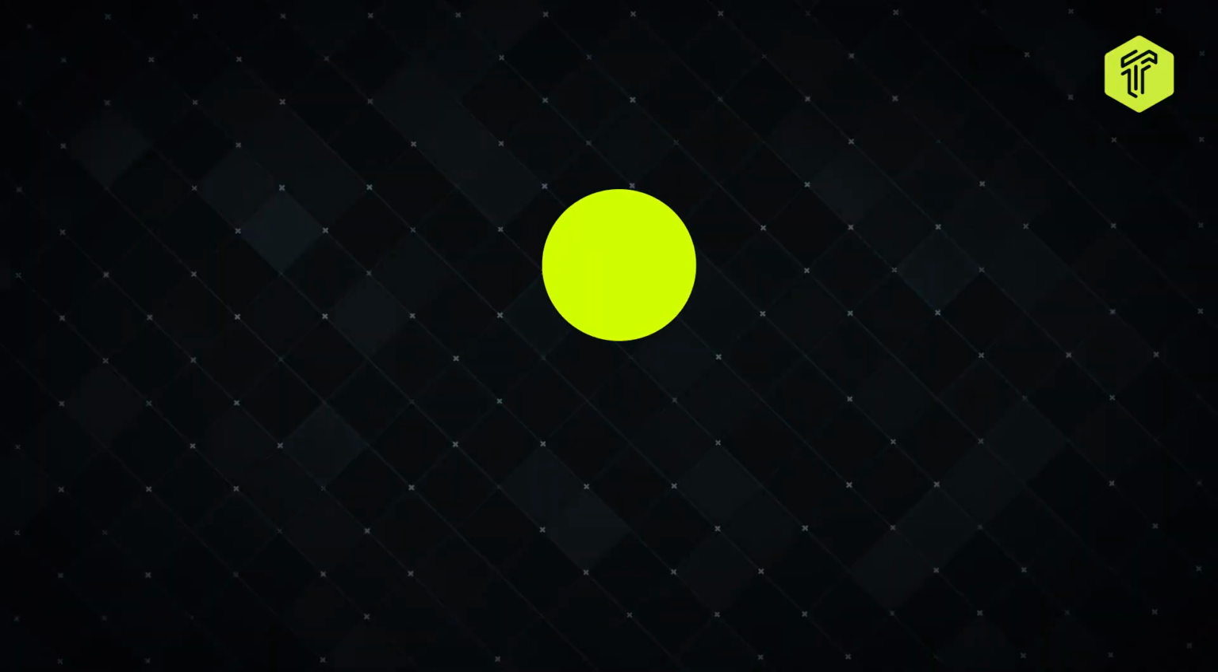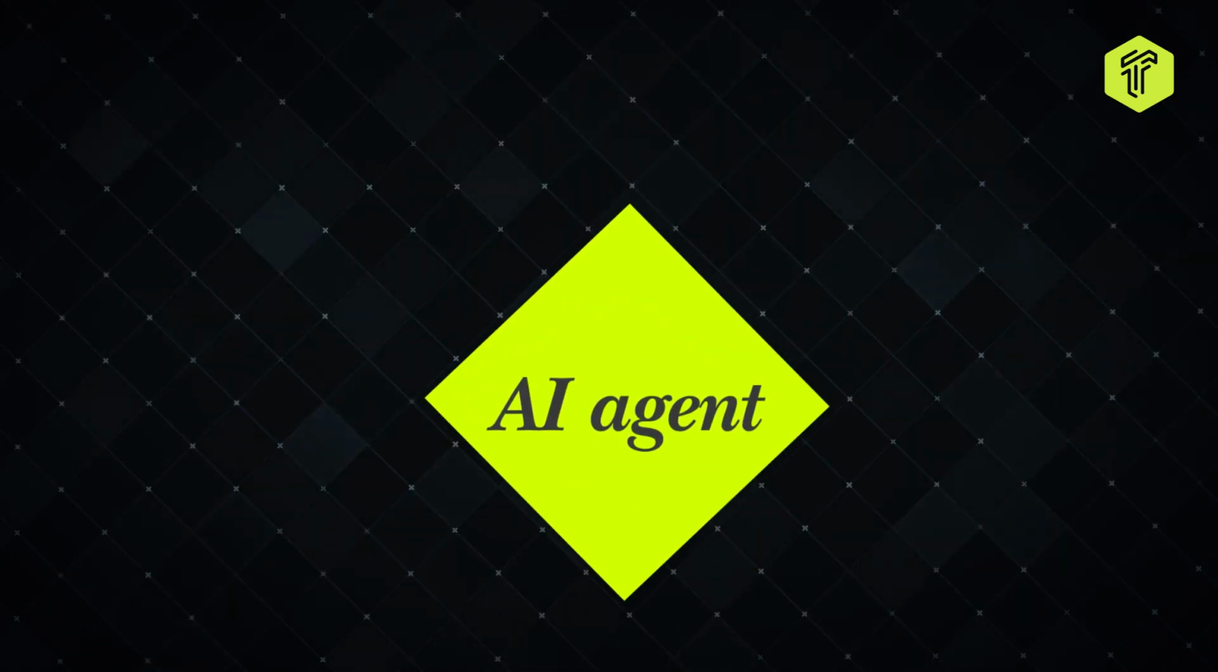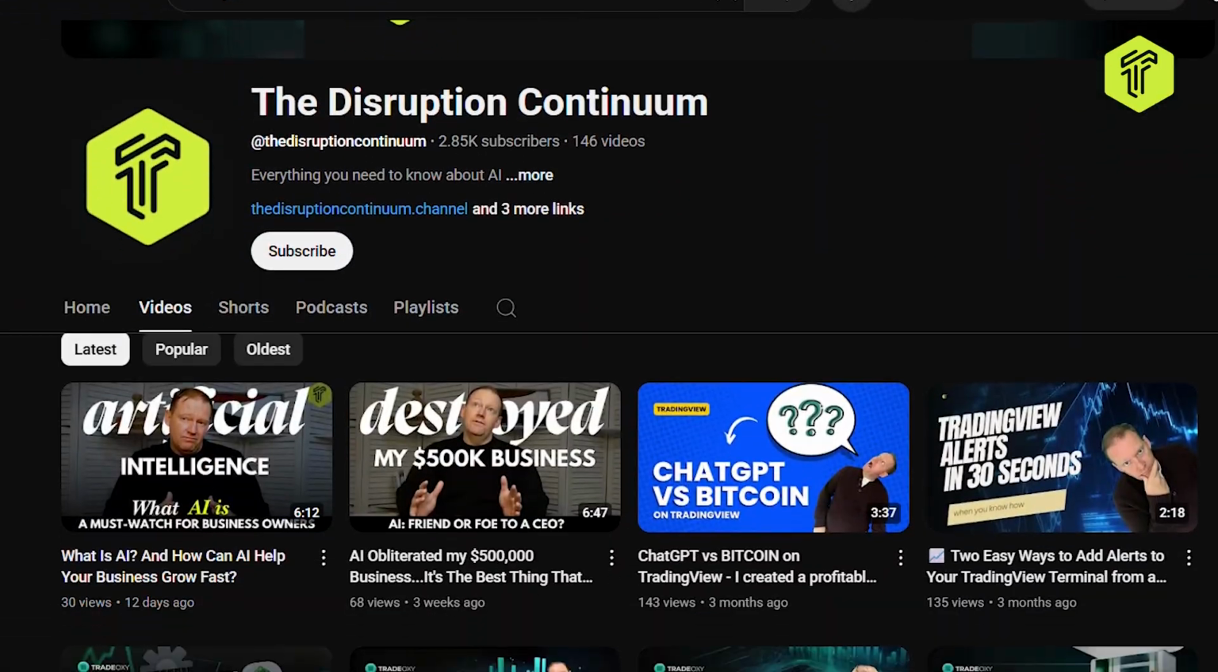This is foundational to your AI agent framework. You could think of everything we've done so far as a big preparation layer, and now we're actually getting to the business end of what we're trying to do. The AI agent is the brains, the heart, the thinking part of your entire AI agent framework. So that's number 5, create that. If you want to know how to do it, check out some of my other episodes.